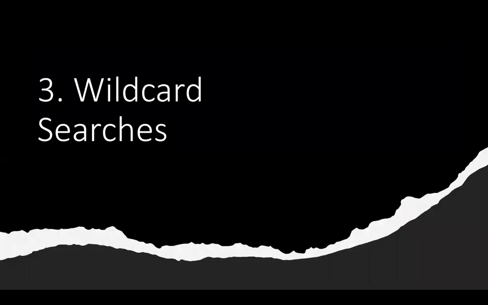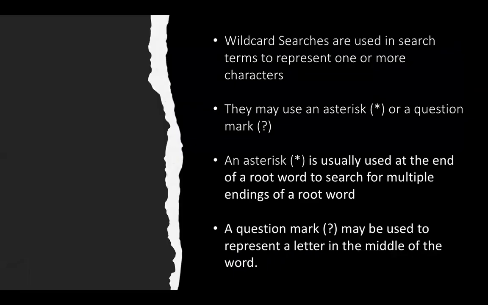The third search strategy is to use wildcard searches. And wildcard searches are used in search terms to represent one or more characters. And they may use an asterisk or a question mark. An asterisk is usually used at the end of the root word to search for multiple endings of the word, and a question mark may be used to represent a single letter in the middle of the word.